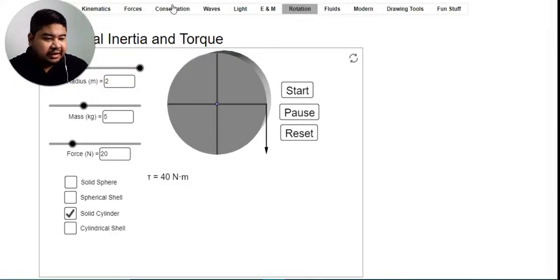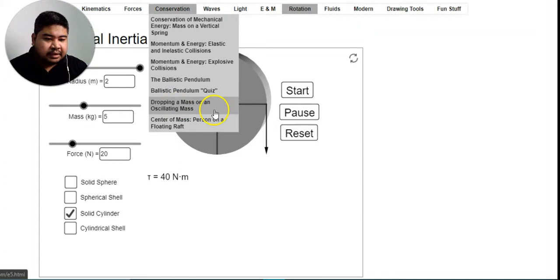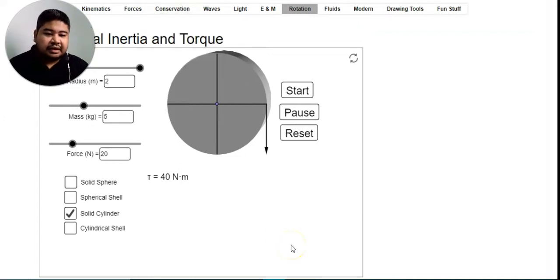As you can see here, this is a simulation from O Physics, used to demonstrate the idea of rotational dynamics. What you have here is a disk, and the turning axis of the disk is at the center. We apply a constant force at the rim of the disc, and the radius of the disc is 2 meter.